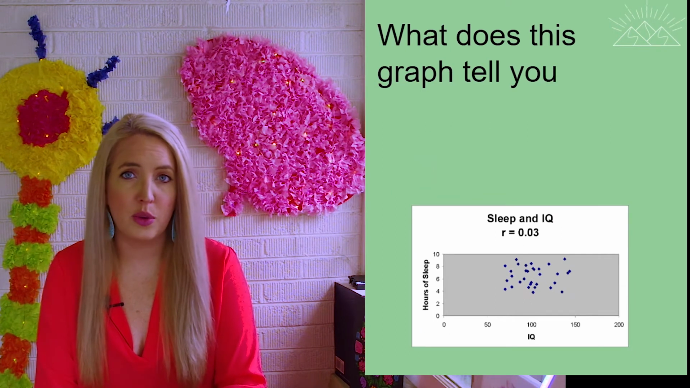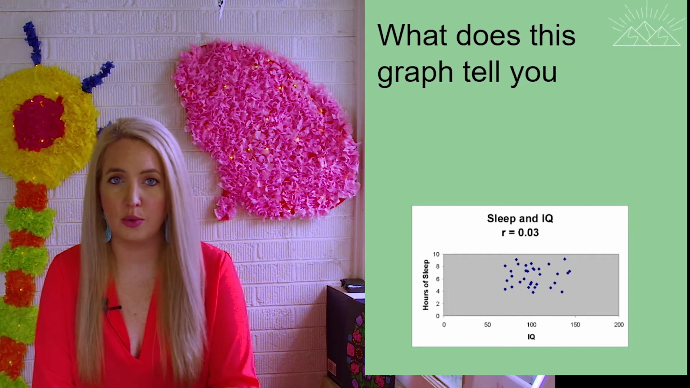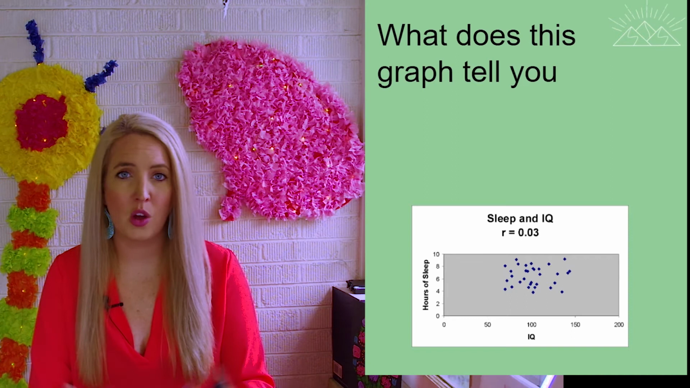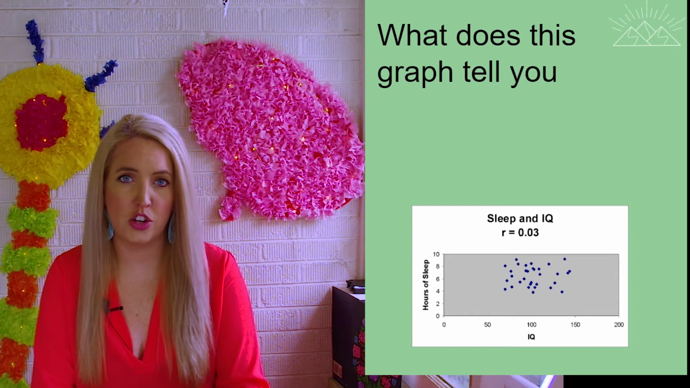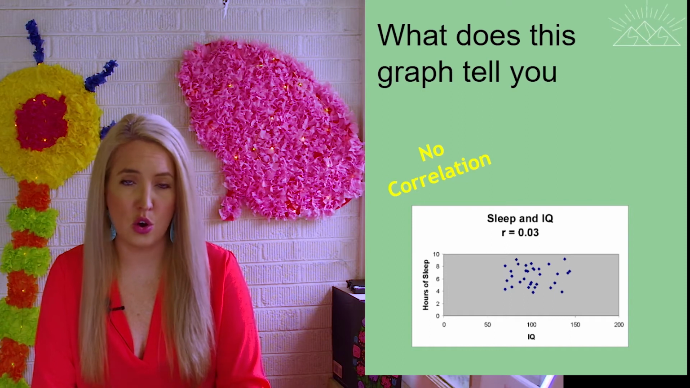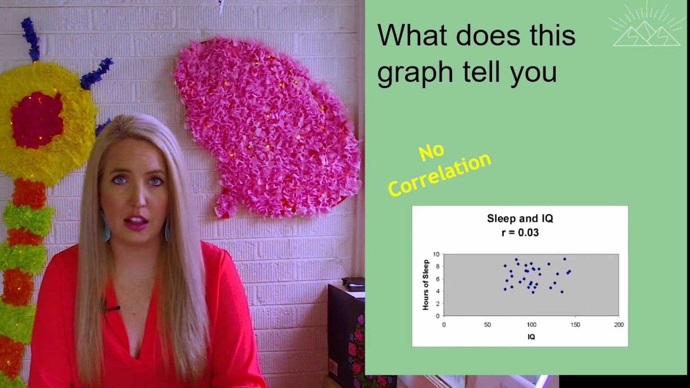Our final graph we see here is the relationship between sleep and IQ. And you can see that the scatter plot is all over the place. We don't have a relationship between sleep and IQ here. And so this is no correlation. These are the three types of correlations that we will see in psychology.